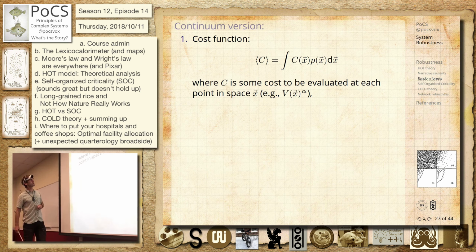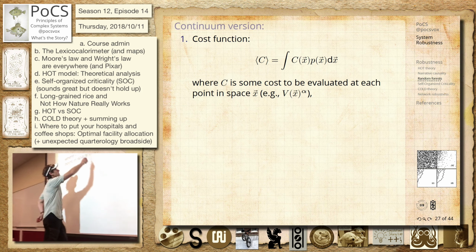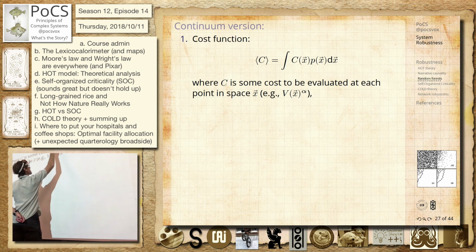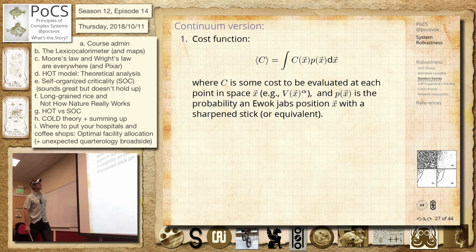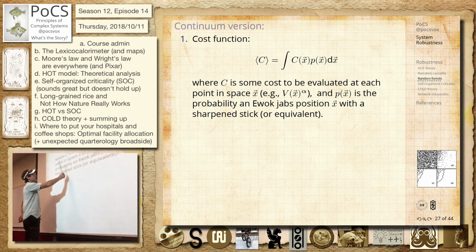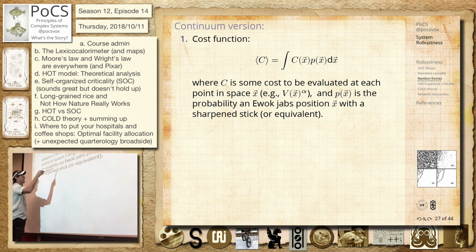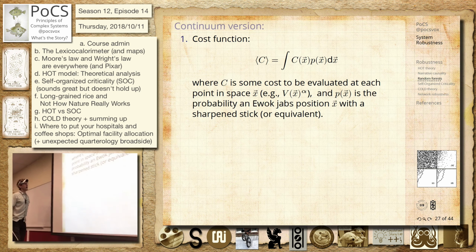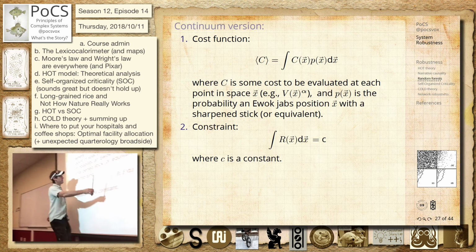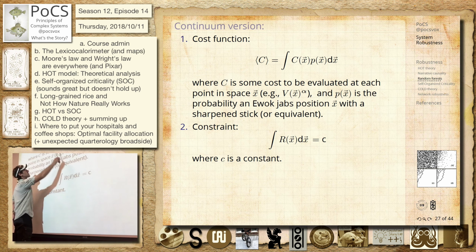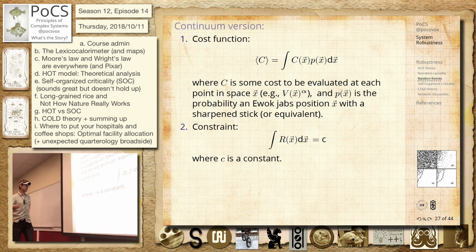There's a continuum version. I'll just sort of set this up. So there's a cost function. We're integrating over some space. There's some cost at each space, if it gets hit. So we have some point in space. This is the probability, okay, that an Ewok jabs something, right, and it goes boom. Lots of systems explode. And so there's some constraint as well. So this is in direct analogy to the previous slide. There's some resource.